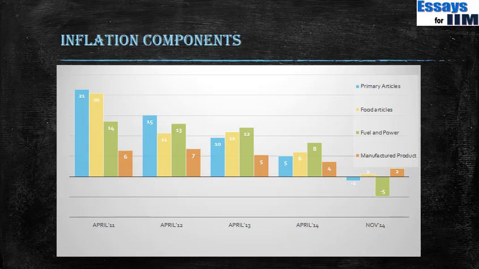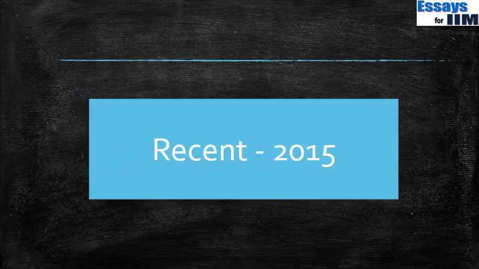Obviously fuel and power also playing its part, especially since 2012. But you can see the manufactured products, the inflation due to that was never very high, because of the global slowdown, the Indian manufacturing sector also got impacted, and it wasn't very high because of this.